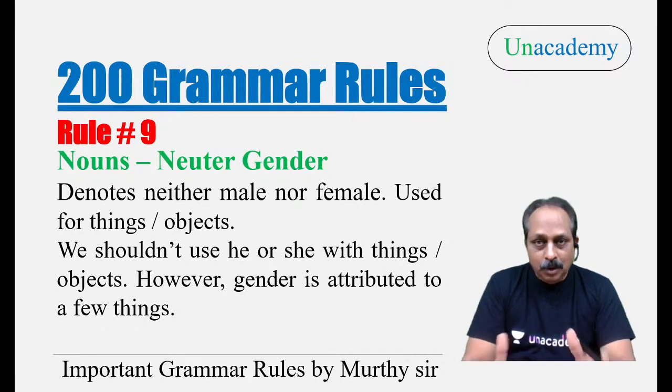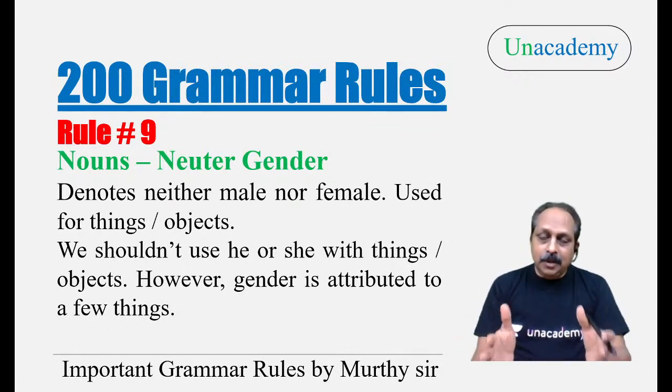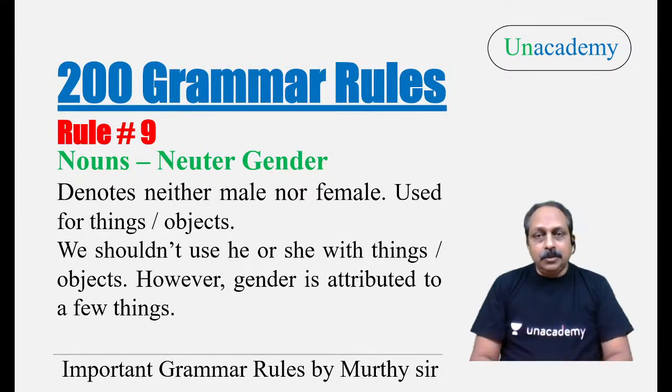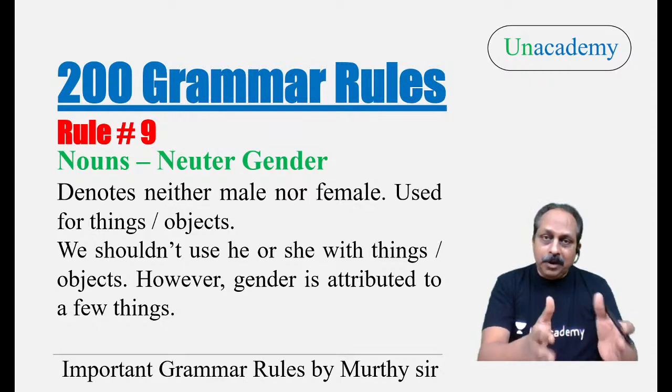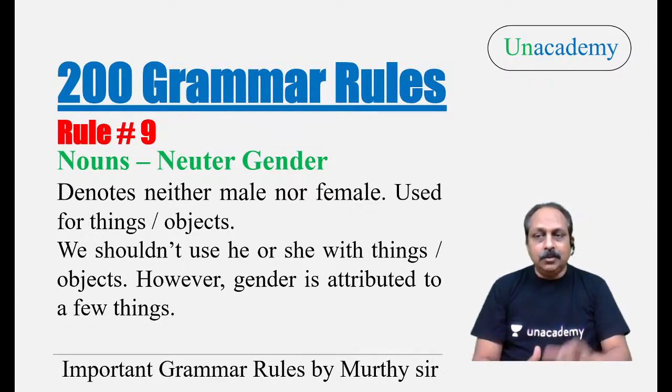Now, when we talk about nouns, first you have to learn the definition, what a noun is, then what are the different dimensions that go with a noun. We talk about types of nouns, then we talk about gender, then we talk about number. Yesterday and the day before yesterday, I gave rules related to types of nouns: proper nouns, collective nouns, abstract nouns. Today I'm going to talk about gender.